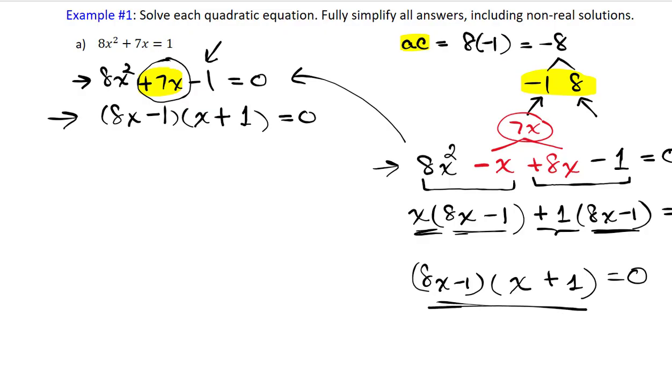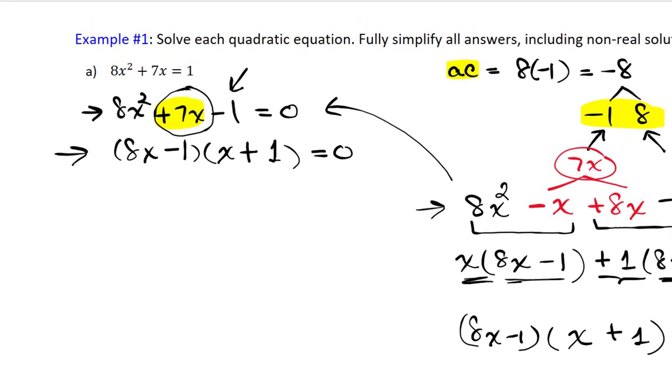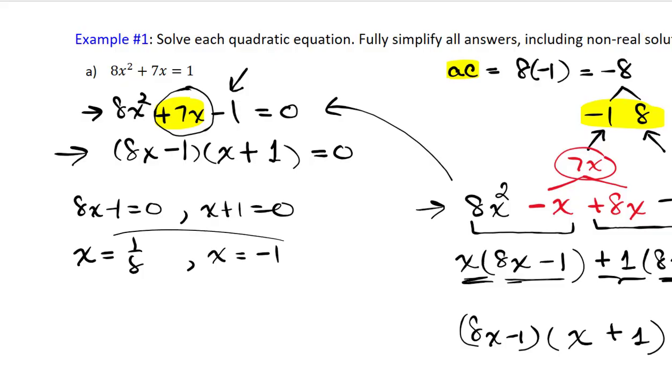As you can see, these two factors are identical to these two right here using the unfoil method. So from here, we're going to use the zero property of equality, set each factor to 0, and solve, giving us on the first linear factor a solution of 1/8, and for the second one, a solution of -1. So those are the solutions to letter A of problem 1.